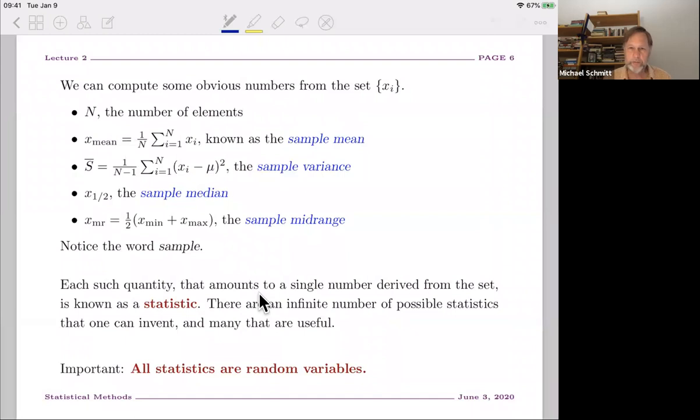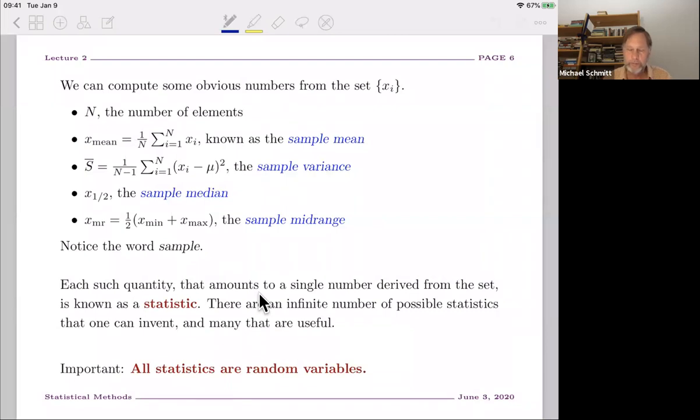So what can we do with that set of numbers that we get, the data x sub i? Well, we can count them. We can calculate the mean. That's called the sample mean because it is based on the sample of x values that you have. You can calculate the variance. You can get the median, the point where half the values are above and half below. In all these cases, these various things that we're calculating are sample-based. They're based on the data values that you get.